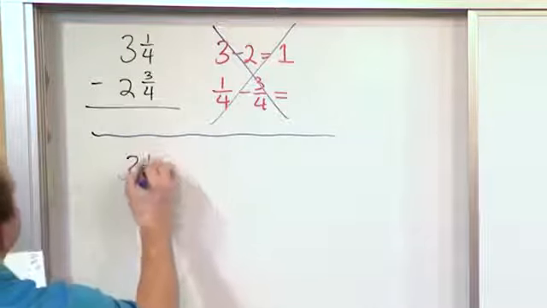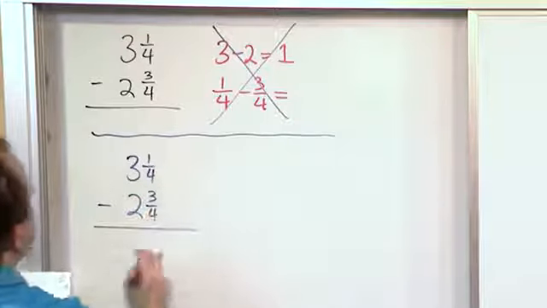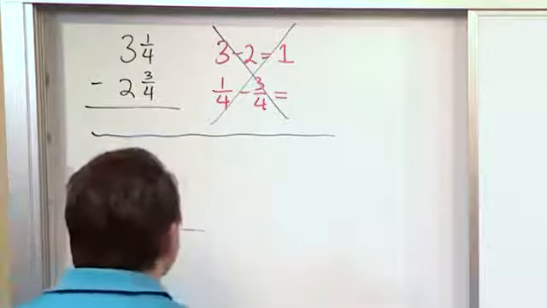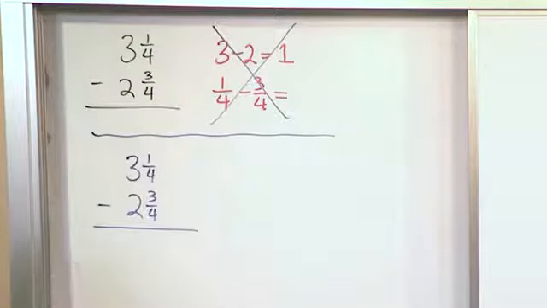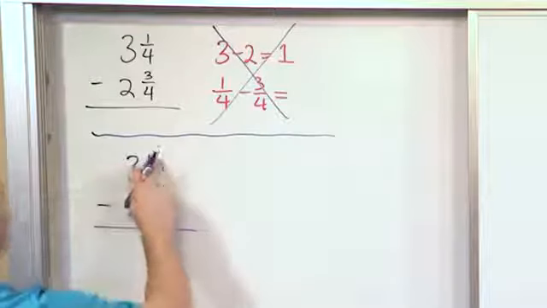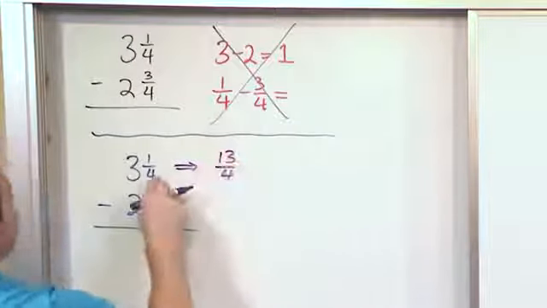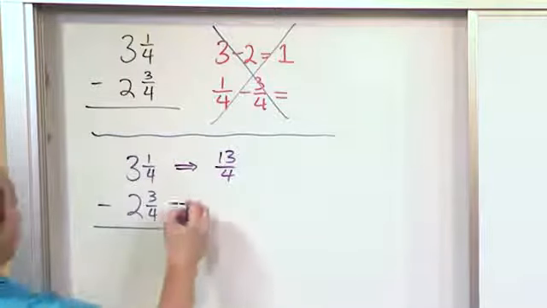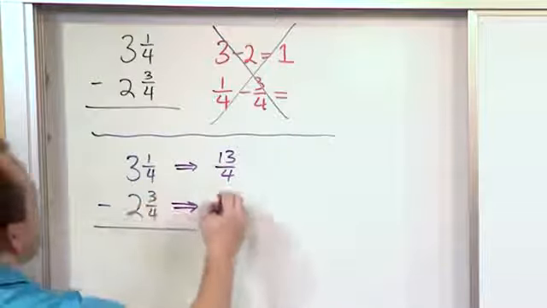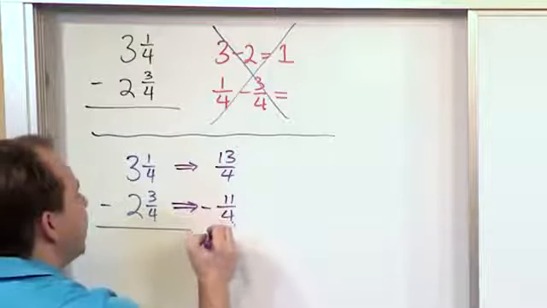Let's say we have 3 and a fourth, and we're subtracting 2 and 3/4. All right, now what we're going to do is convert both of these fractions to improper fractions. That was method number 2 when we were learning how to add these things. 3 times 4 is 12, plus 1 gives me 13. And we always write it over the same denominator, 4. This one, 4 times 2 is 8, plus 3 is going to be 11. So you have 11/4. All right, and now you simply subtract them.